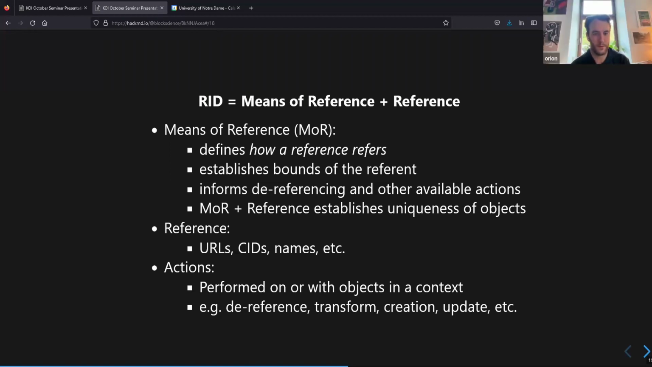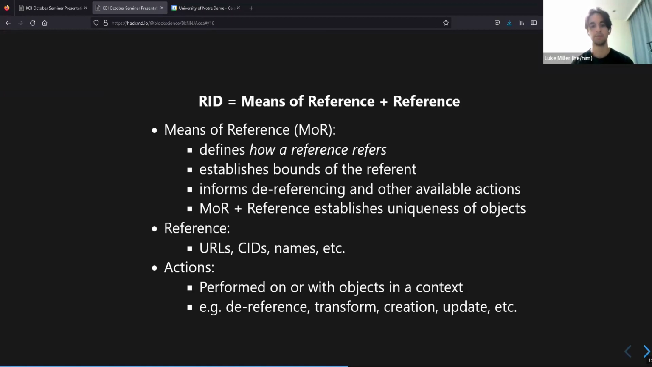So the reference itself is the component, like the URL, the CID, or the name, which is telling us what we're actually referring to under that means. And then the final component of this is the actions. When we first started thinking about it, we restricted this just to dereferencing, but we expanded this to be a more general category. Essentially, the means of reference also gives you what actions are defined on a given object.